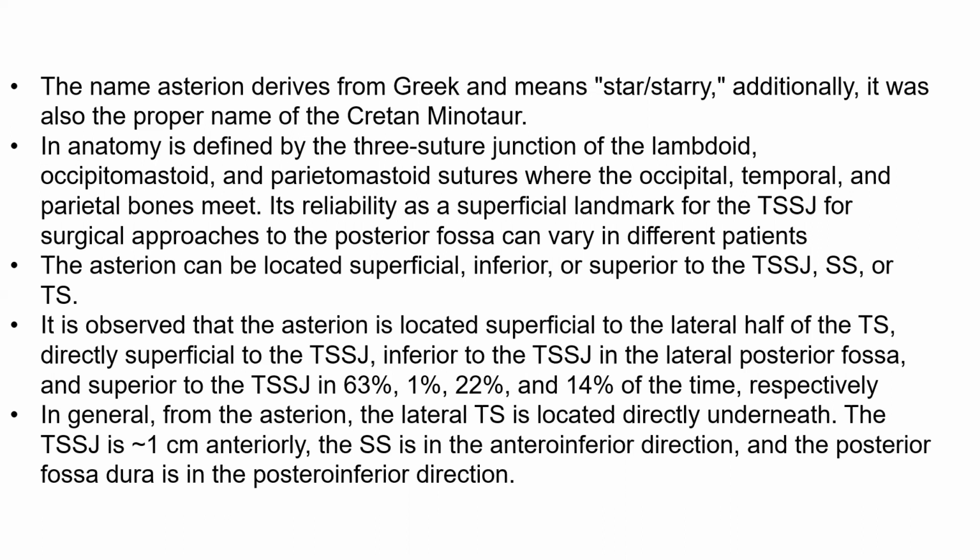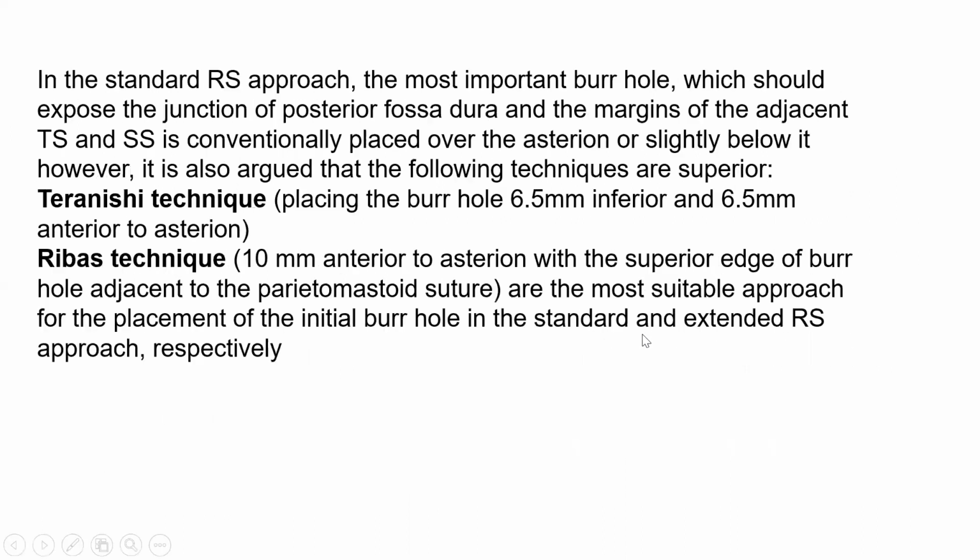In general, from the asterion, the lateral transverse sinus is located directly underneath. The transverse-sigmoid junction is 1 centimeter anteriorly, the sigmoid sinus is in the anterior-inferior direction, and the posterior fossa dura is in the posterior-inferior direction. In the standard retrosigmoid approach, the most important burr hole, which should expose the junction of the posterior fossa dura and the margins of the adjacent transverse and sigmoid sinus, is conventionally placed over the asterion or slightly below it. However, it is also argued that the following techniques are superior.